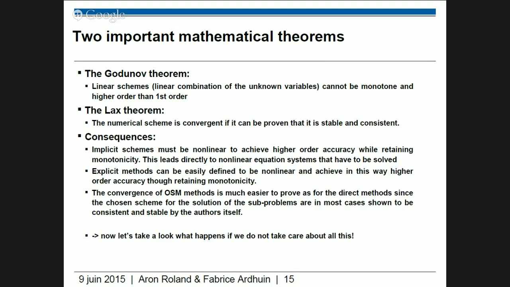There's two important constraints on these advection schemes, whether squares or triangles or whatever. One is the Godunov theorem, which tells you that a linear scheme, meaning that the solution is a linear combination of the unknown variables, cannot be monotone and higher order than the first order. So in other words, if you want to have a monotone scheme which is linear, it has to be first order.